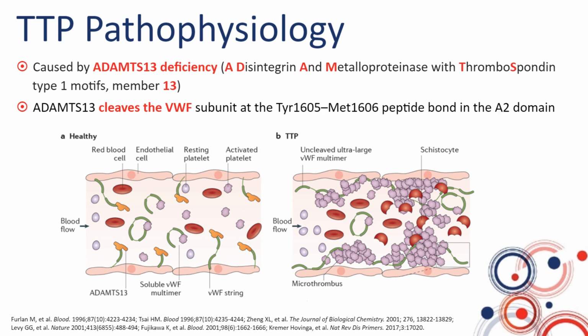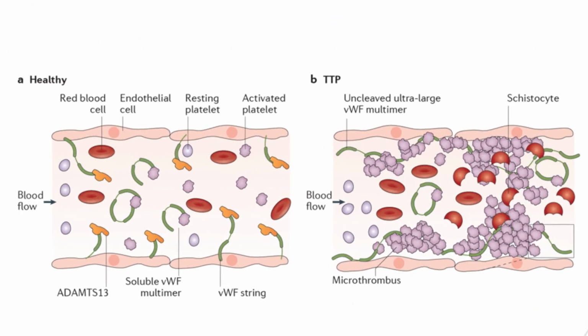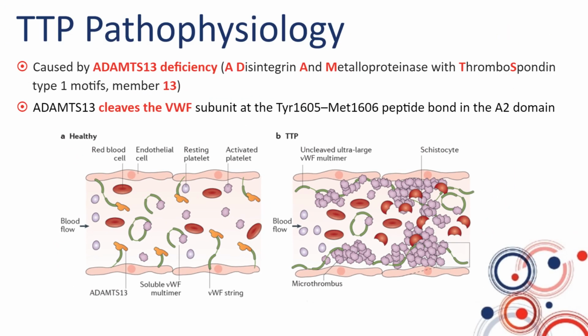Because if that cleavage is not happening, this is what has been shown in this cartoon, you would have the binding of the ultra-large von Willebrand factor to GP1B of the platelet, and you have this aggregation and binding of the platelet to the very highly dense ultra-large von Willebrand factor, with also accumulation of the erythrocytes, which leads to seeing schizocytes in the blood smear of patients who are affected with TTP.